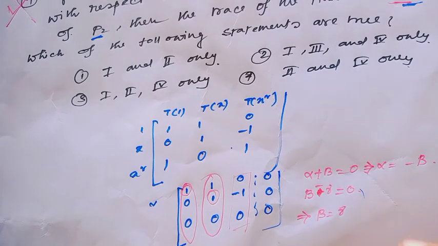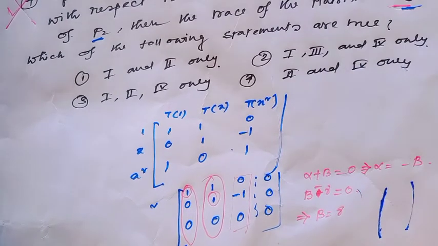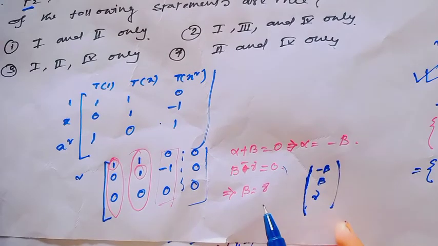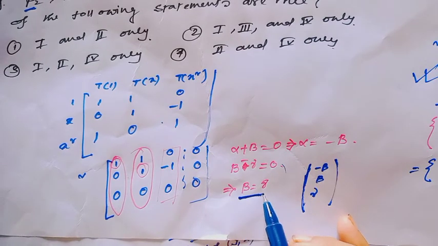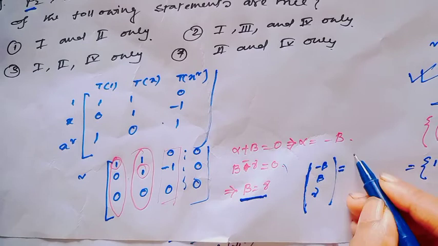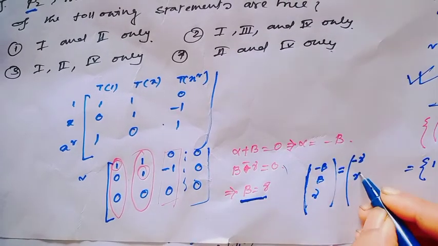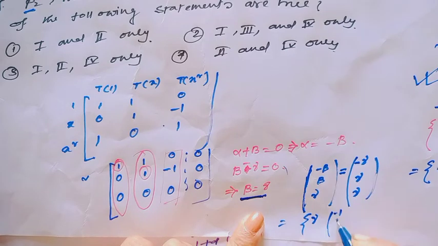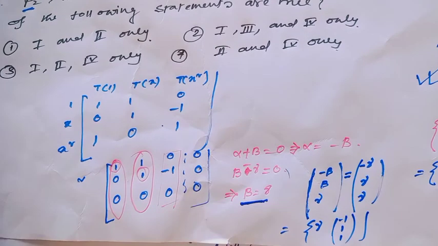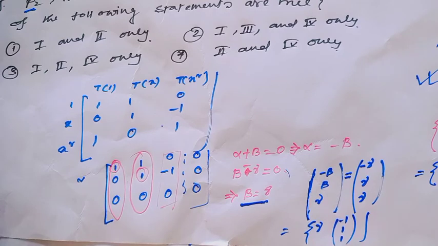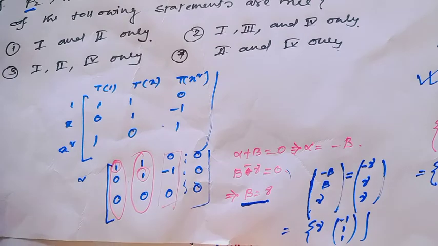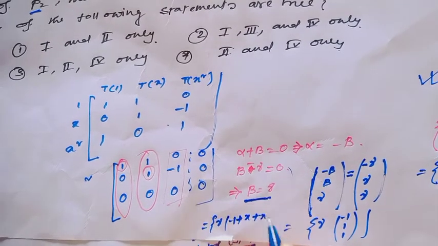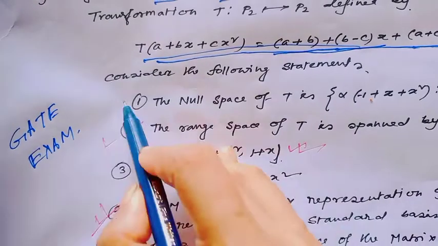Therefore, the null space contains the vector with alpha equal to minus beta and beta equal to gamma. Since beta equal to gamma, we can put this value here also. That means this vector would be minus gamma, gamma, gamma. Therefore this set contains vectors of the type gamma times minus 1, 1, 1, where gamma is any number. Therefore, null space contains gamma times minus 1 plus x square. Therefore, the first option is a right option. Are you getting?